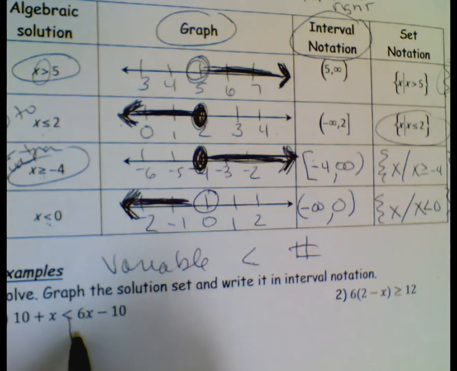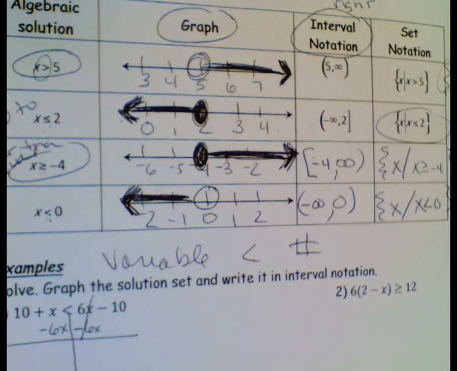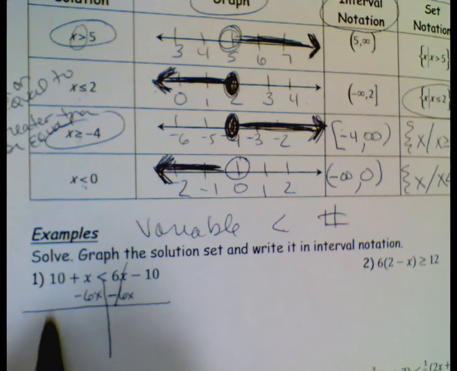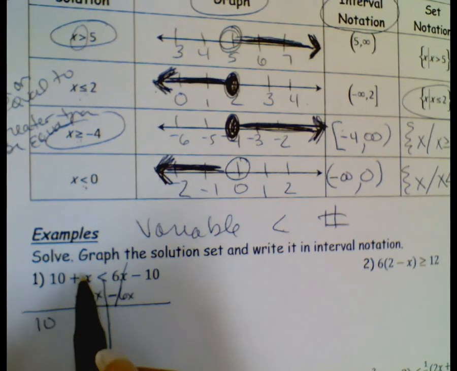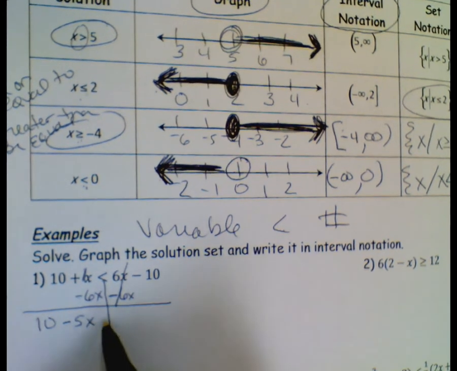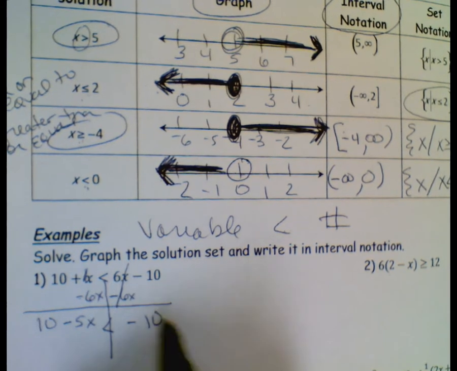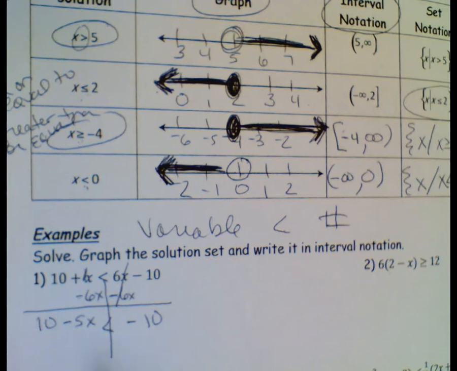So variable: subtract 6x to the left-hand side, total line, cancel that. So rewrite, you've got 10, put a 1 right here. 1 minus 6 is negative 5x is less than, these cancel, bring down the negative 10. Now you're solving for x.